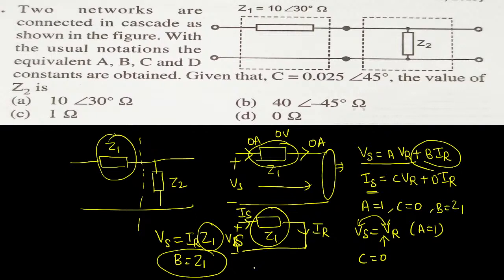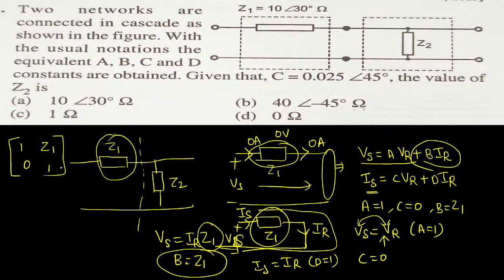Okay, let us catch. And we also know sending end current equal to receiving end current in this case. See that line is completely closed, sending end current equal to receiving end current. So D value equal to 1. We found the value of ABCD. Yes sir, substitute here. So the value of A equal to 1, value of B equal to Z1, value of C equal to 0, value of D equal to 1. That is the first network.